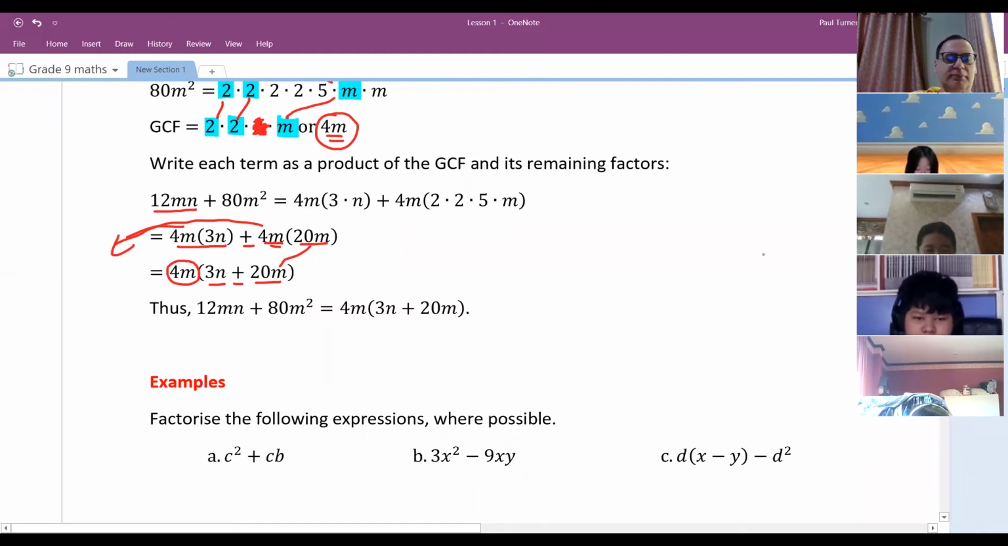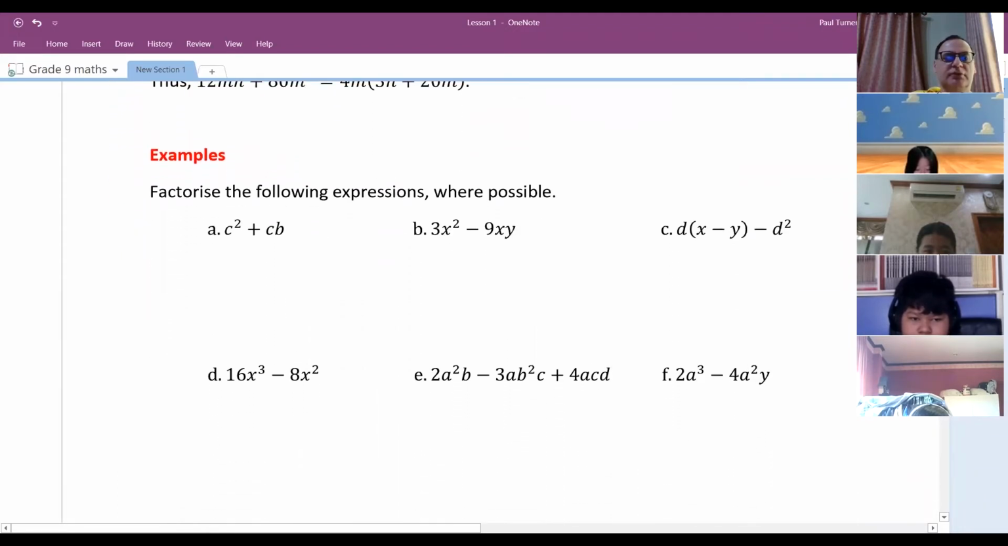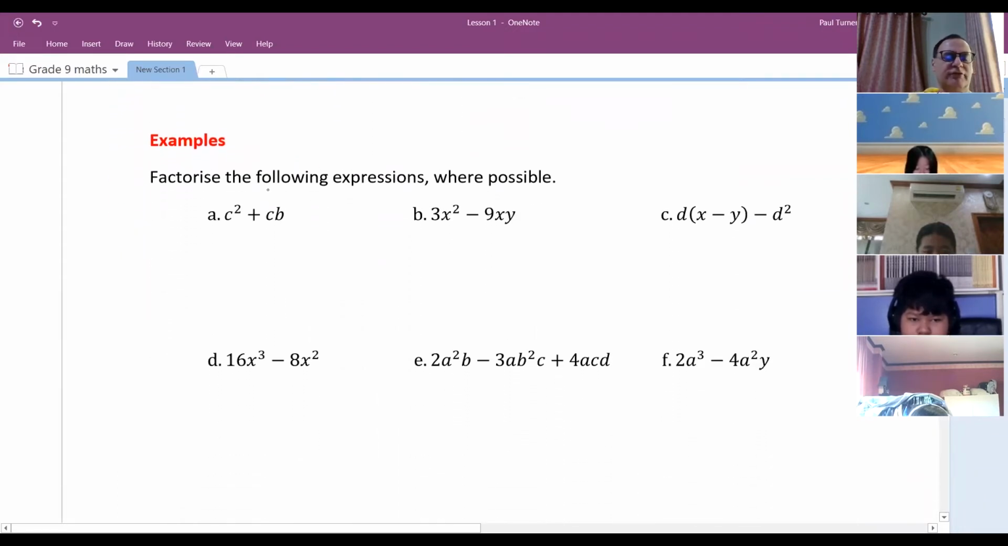Okay, so we'll do some. These are our examples to get you going, and then I'll give you time to do some questions yourself, and then we can review some answers. Okay, so we want to factorize c squared plus cb. So if you have your tablet, you can write your solutions as we're doing these, because I'll scroll up the screen and you'll lose the example.